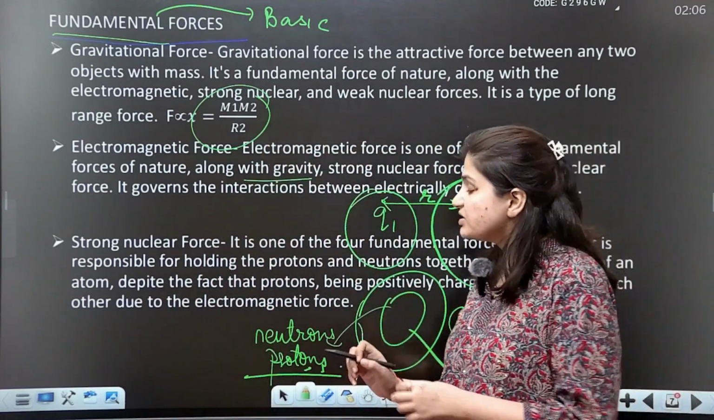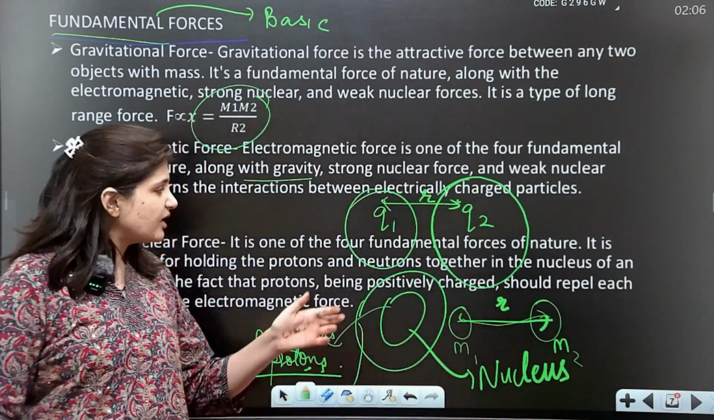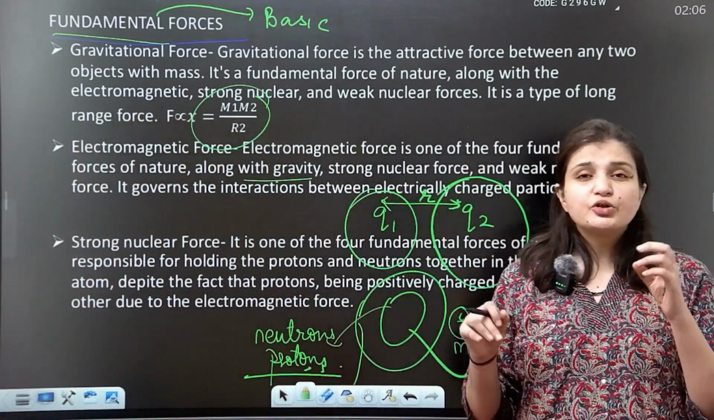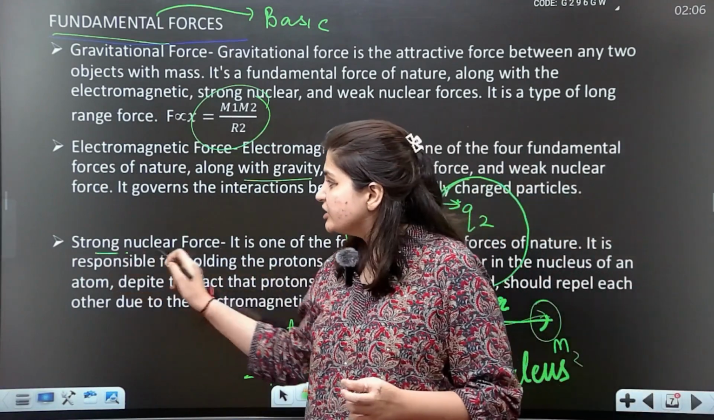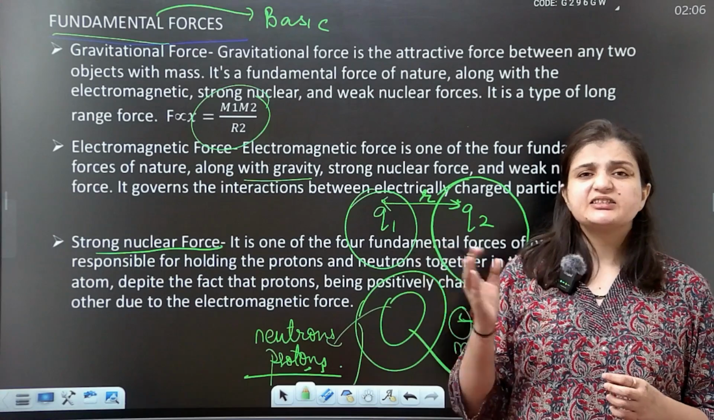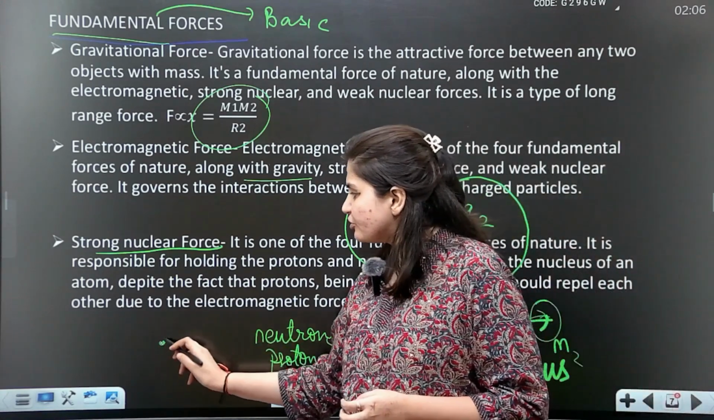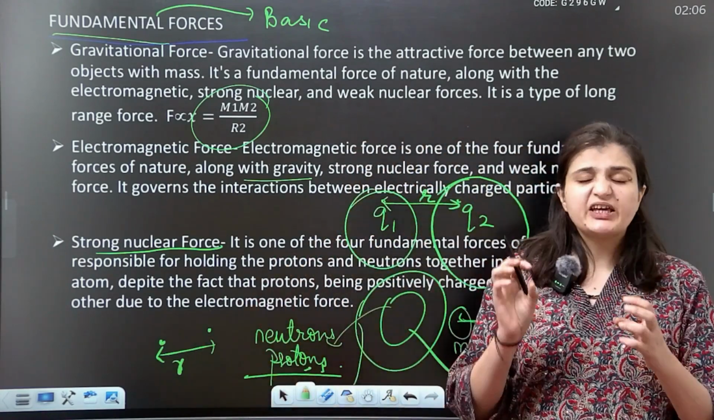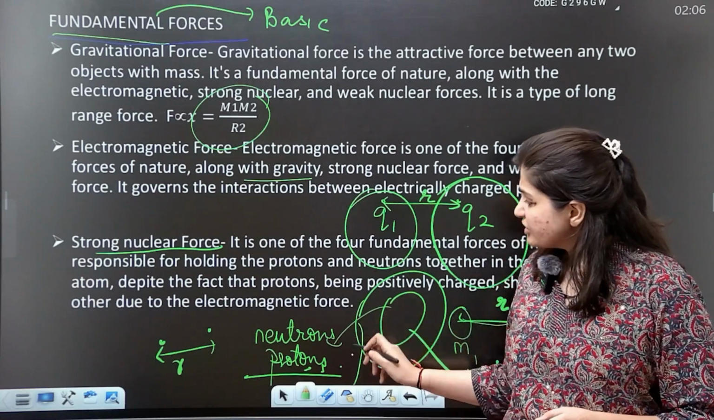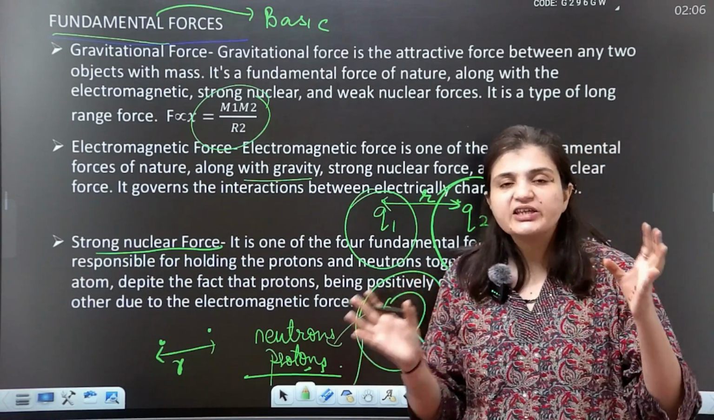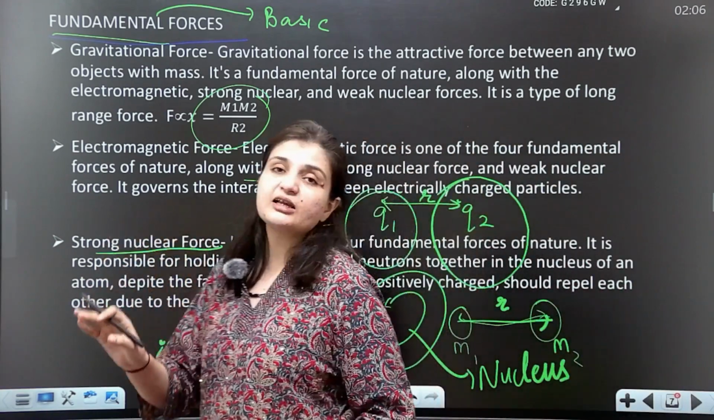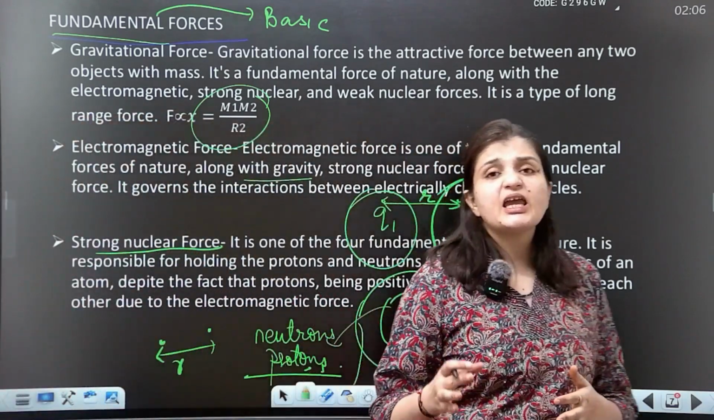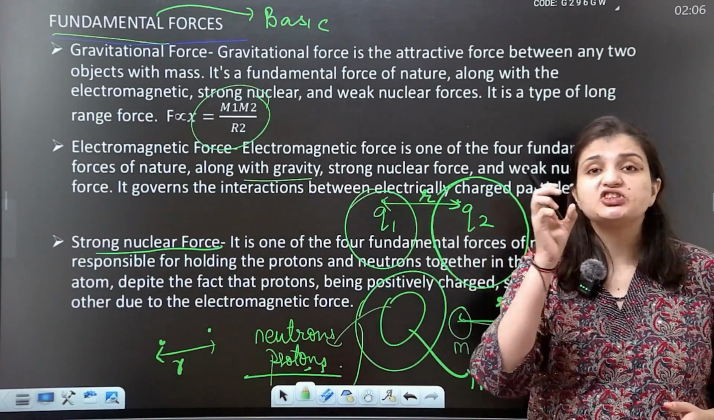These neutrons and protons are kept in the nucleus because a very strong nuclear force is acting between them. This nuclear force is distance dependent. It acts when the distance is very small, and it has a very high magnitude. This force is greater than the electromagnetic force, so it is able to bear the electromagnetic force acting between the same charges.